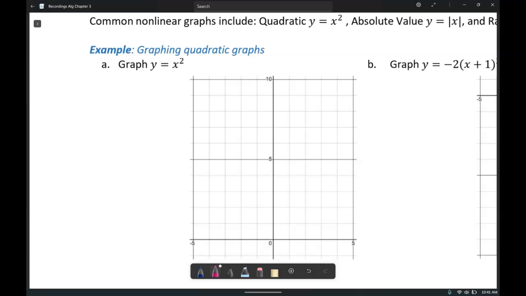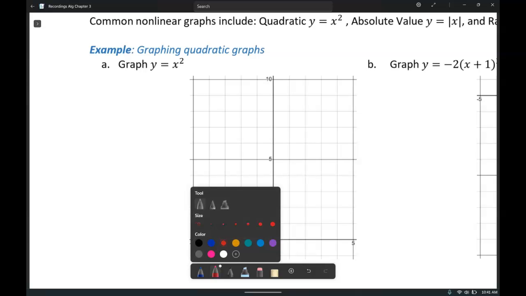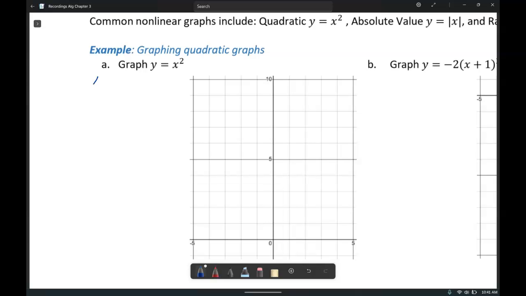So when we're graphing y equals x squared, again, let's start with some ordered pairs. Start with x is 0. That's a nice easy one to start with. And so we're going to go ahead and say that y equals 0 squared, which is 0, giving us the ordered pair 0, 0.